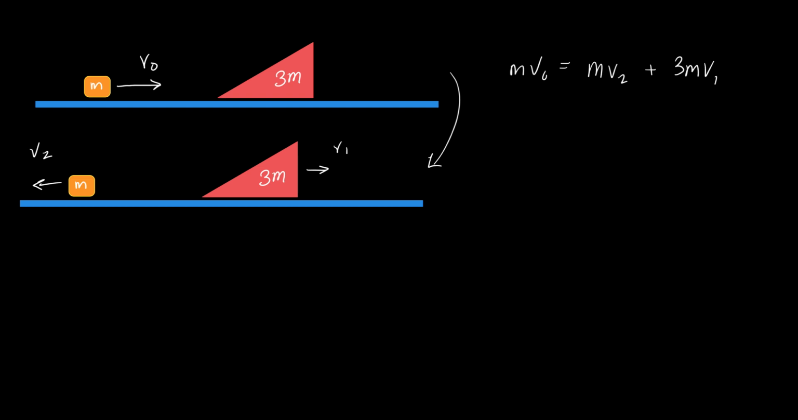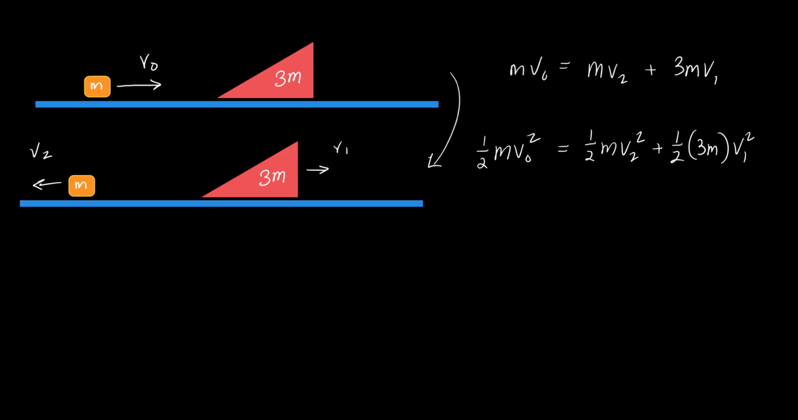So let's go ahead and go to the next relationship. That's going to be the kinetic energy of the system has to be conserved. So 1/2 m v naught squared has to be equal to, both of these objects have kinetic energy, so 1/2 m v2 squared plus 1/2, don't make this mistake, it's 3m v1 squared. And there it is, you've got two equations and two unknowns.